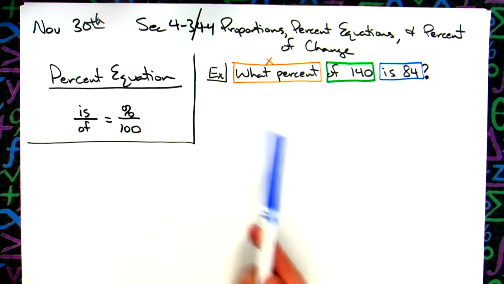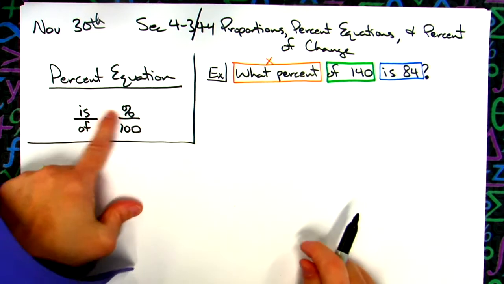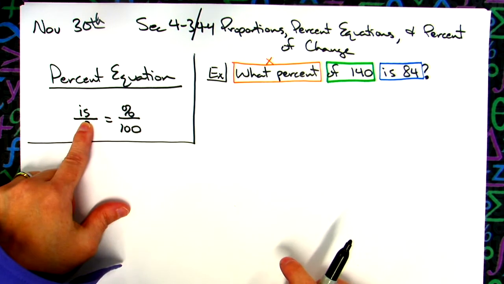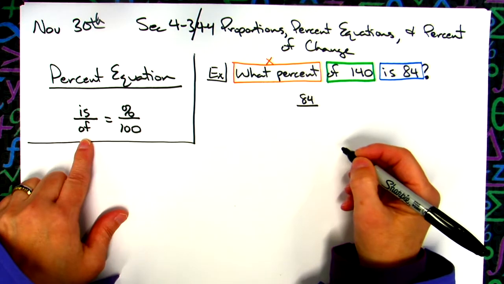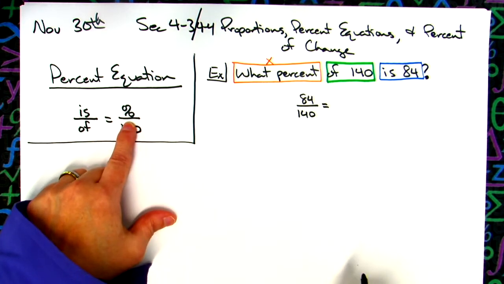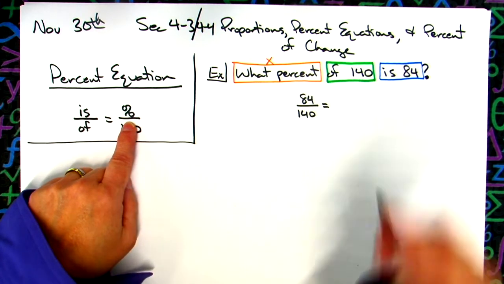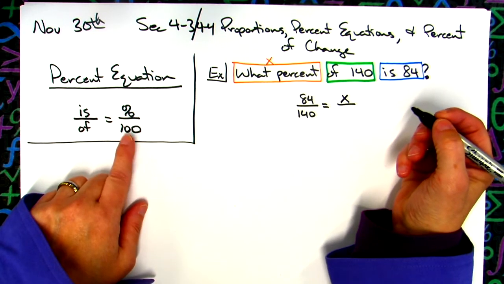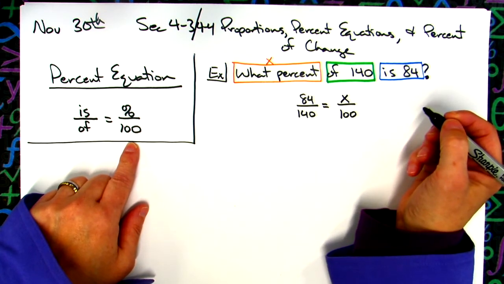Now we're going to write a proportion, then cross multiply down and solve. I'm going to look at this proportion and fill in all my numbers. What number is is? 84 goes in the top left-hand corner. What number is of? 140. Did they give me the percent in the question? Nope, that's what I'm trying to solve, so I put an x in for my percent. The formula says there is a 100 in the bottom right-hand corner all the time. That is always a 100 every time.